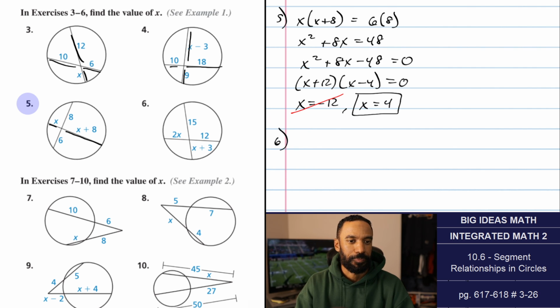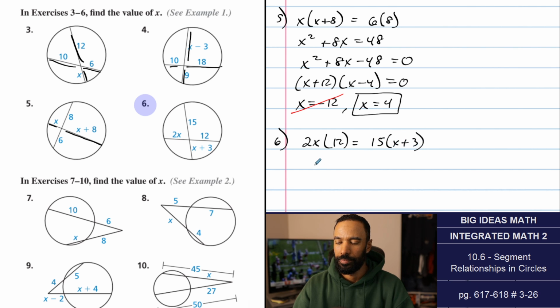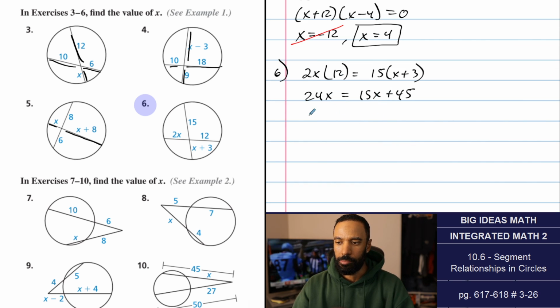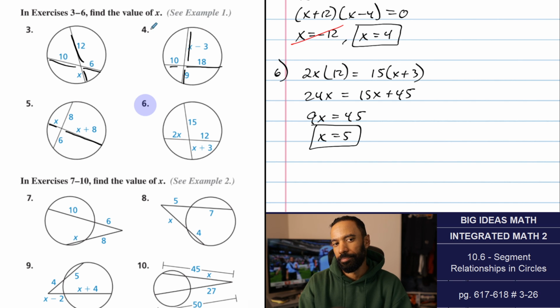Okay, and number 6. Doesn't look like a quadratic to me, at least. 2x times 12 equals 15 times the quantity x plus 3. 2x times 12 and 15x plus 45 goes there. Distribution, we get to subtract 15x from both sides and divide both sides by 9. You get x equals 5. So they didn't want full lengths. They just wanted those values of x, and all's good.